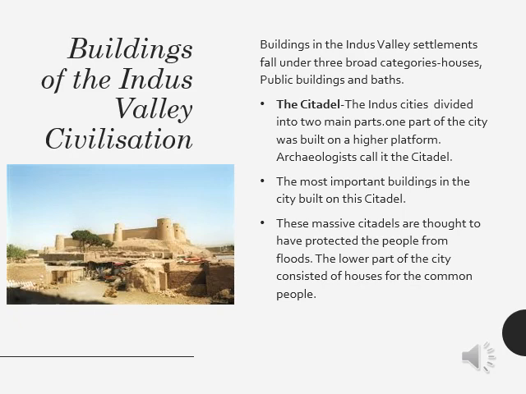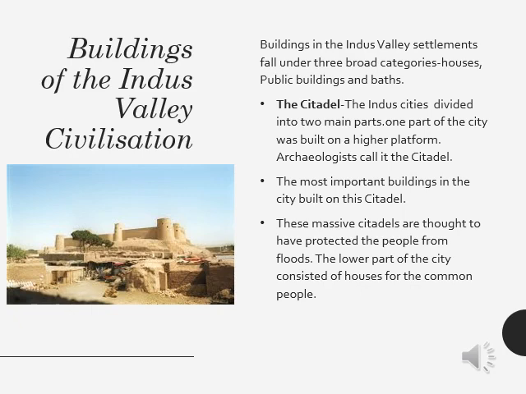Children, now we are going to discuss the important buildings of the Indus Valley civilization. Buildings in the Indus Valley settlements fall under three broad categories: houses, public buildings and baths. The citadel. The Indus city is divided into two main parts. One part of the city was built on a higher platform. Archaeologists call it the citadel.